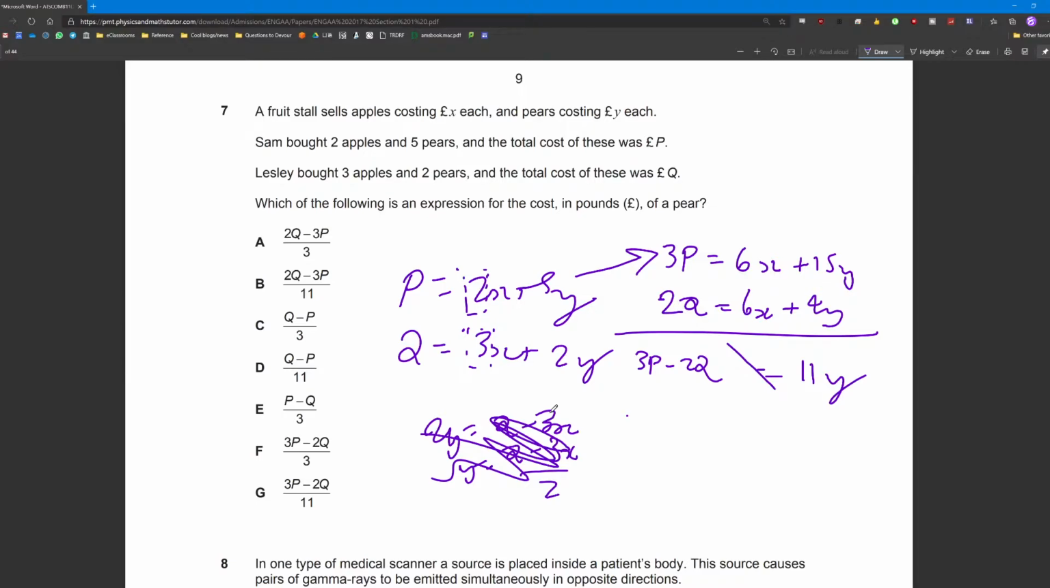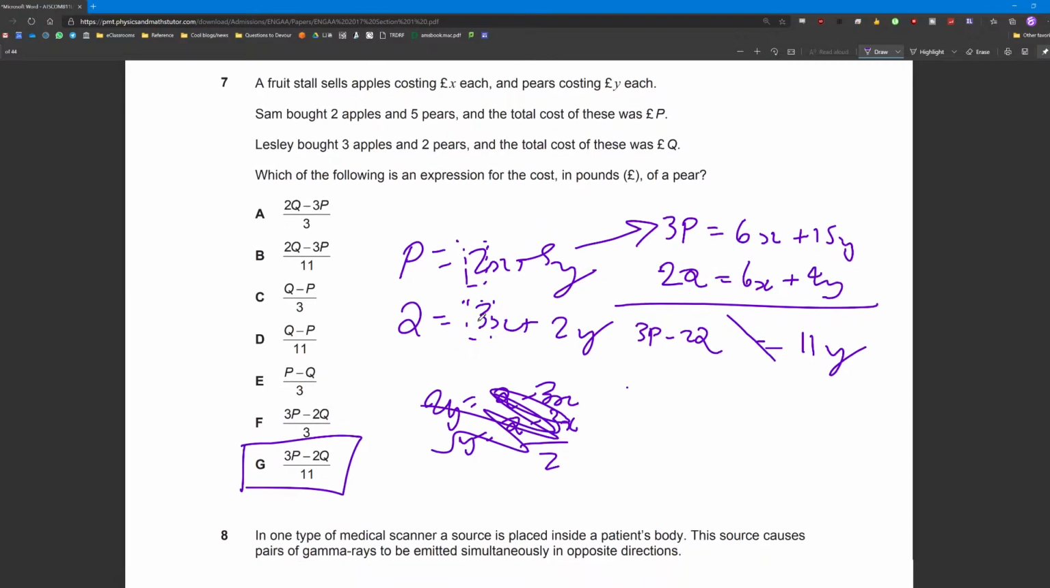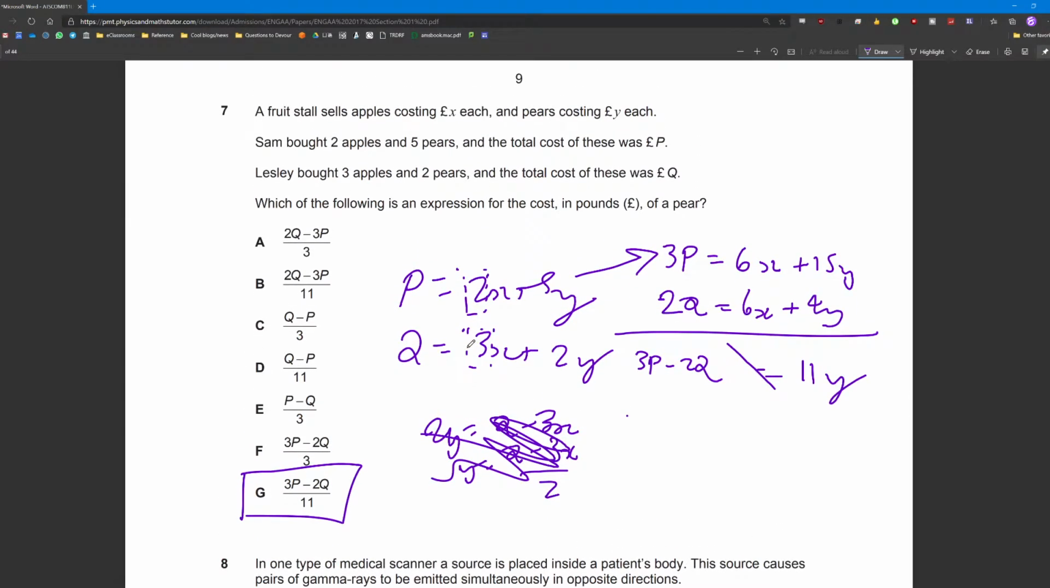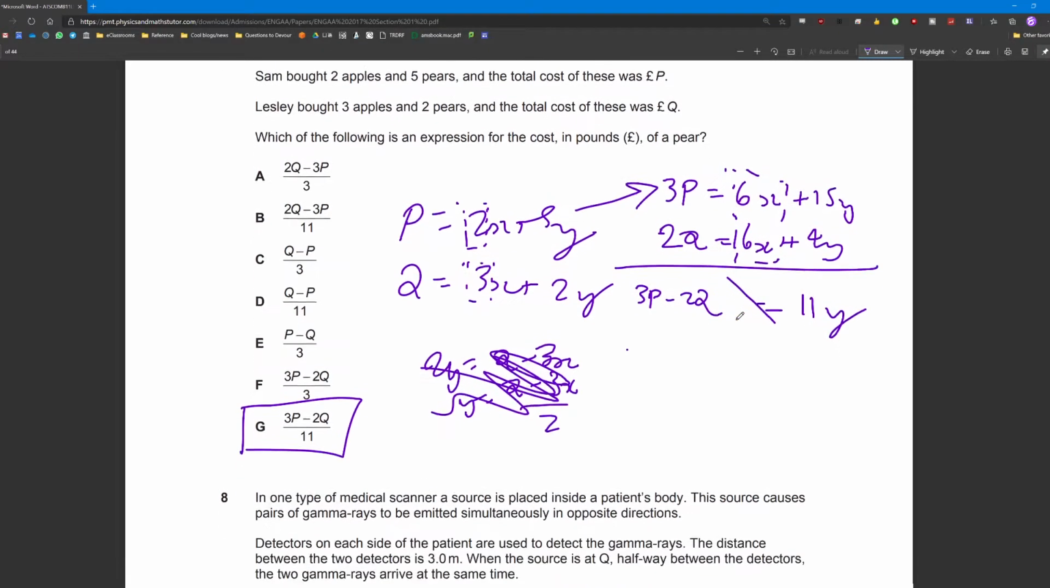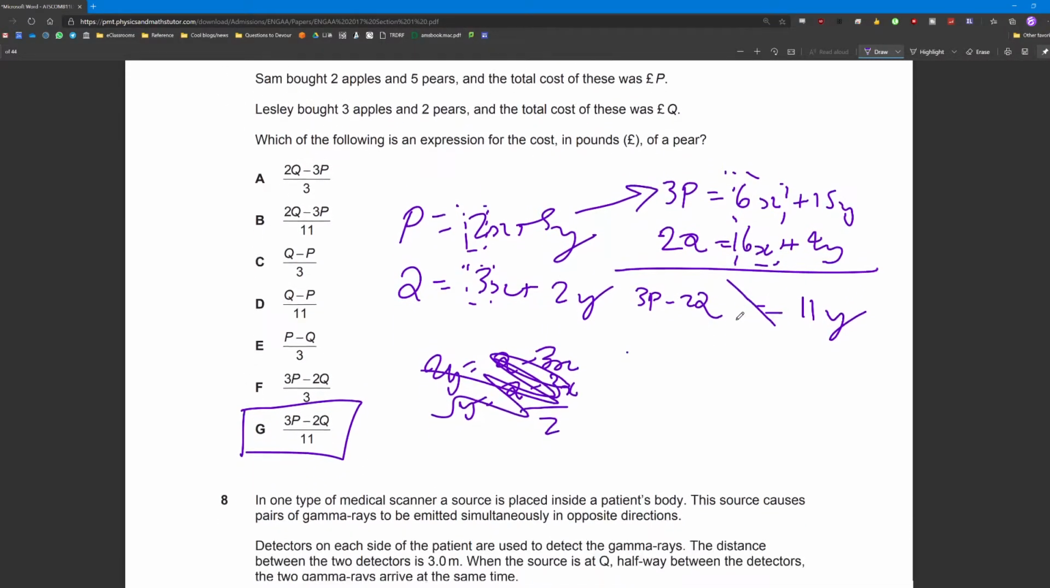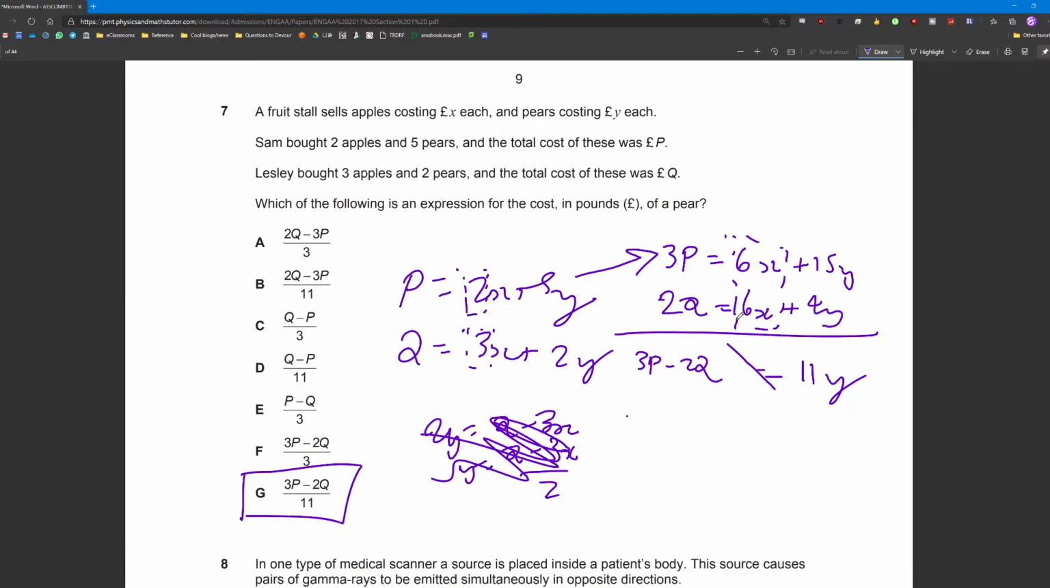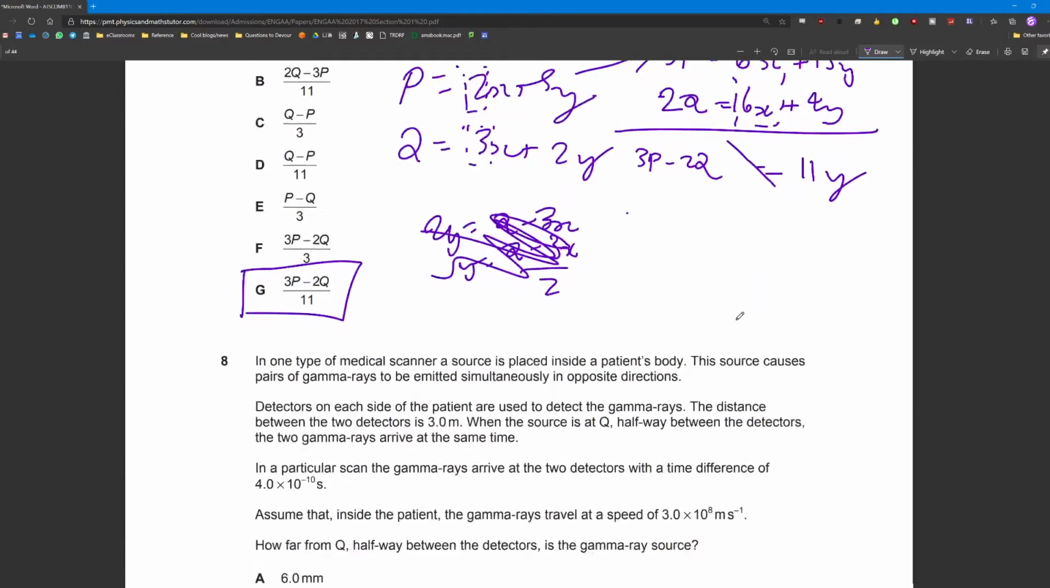And now you shouldn't need to do anything else because you can immediately see the term 3p minus 2q over 11 being the value of y, or option G. So ultimately the key to doing this simultaneous equation quickly was by identifying the least common multiple of these two numbers so that you can eliminate by subtracting one equation from another. That's generally a faster way to do simultaneous equations than variable substitution.